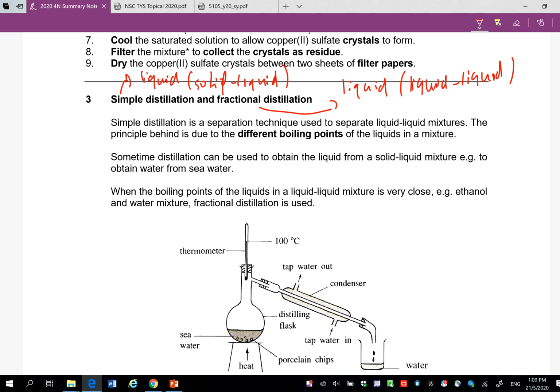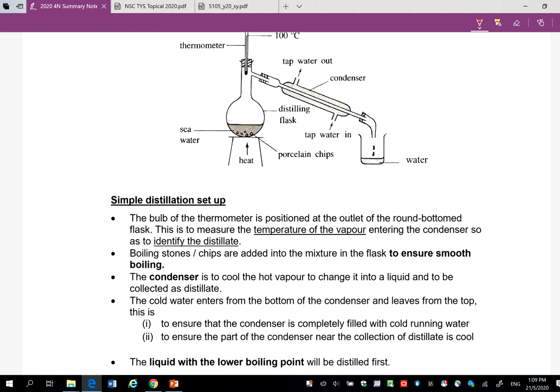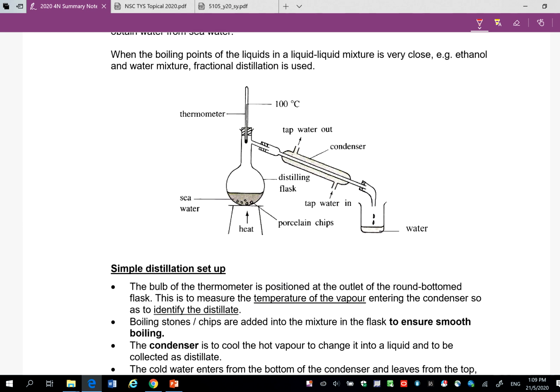Now we're going to take a look at what a simple distillation setup looks like. You are not expected to draw, but you need to know the different apparatus and their function. The principle behind it is that we use different boiling points. Distillation can be used to obtain the liquid from a solid liquid mixture.